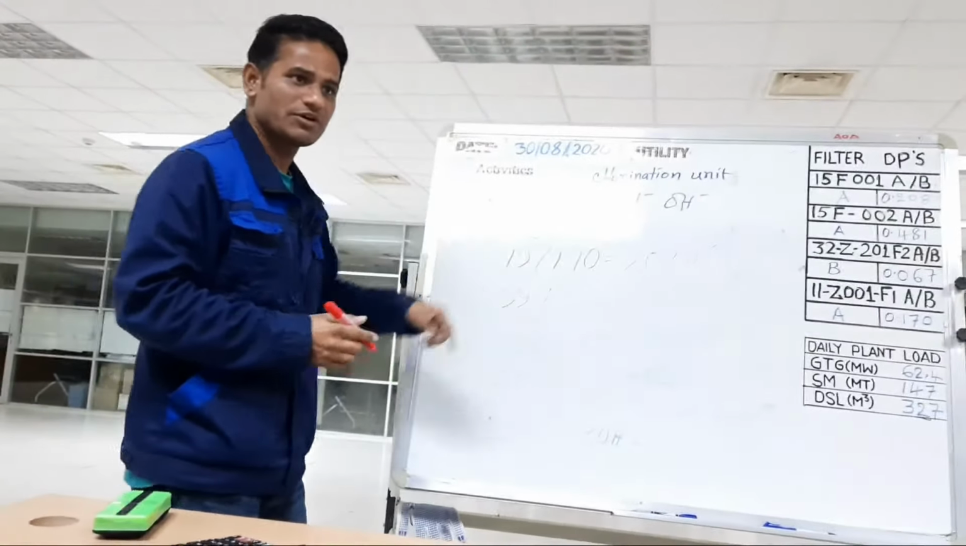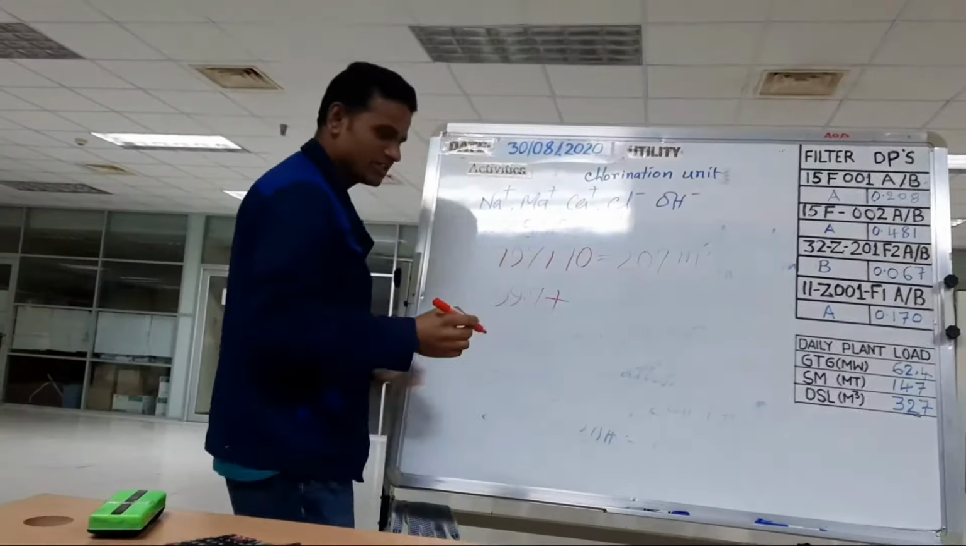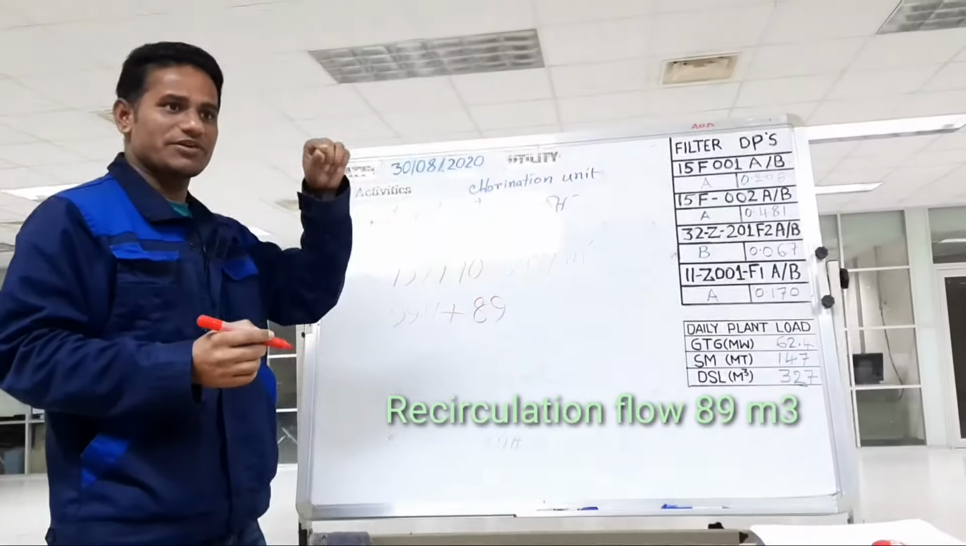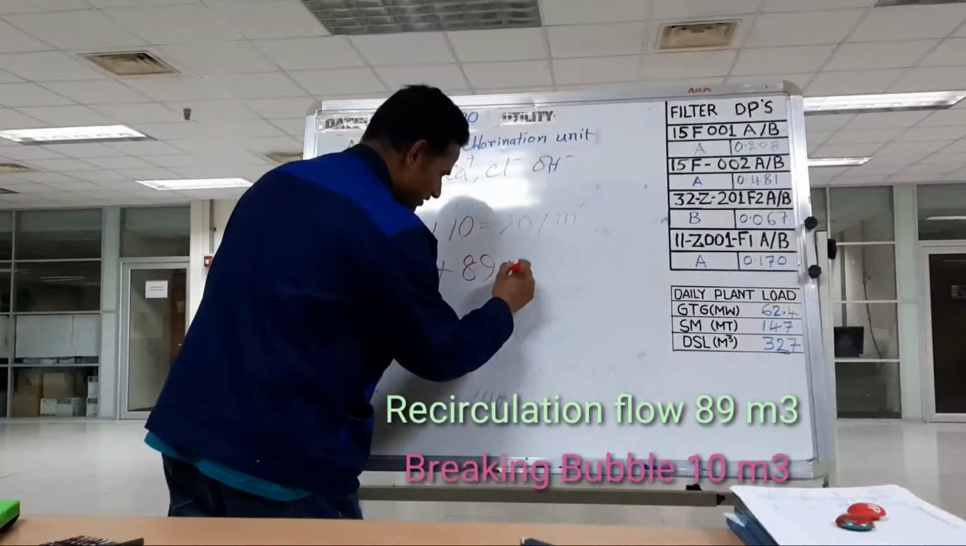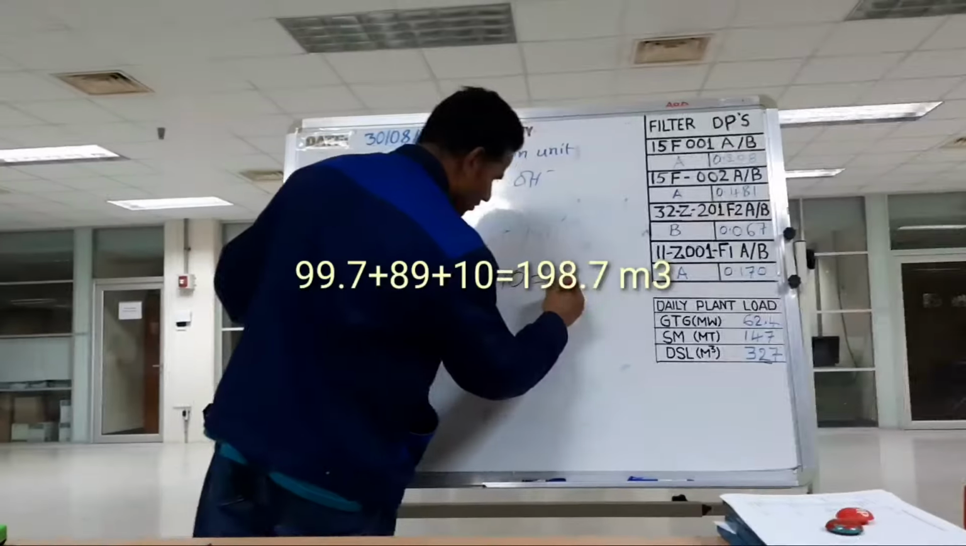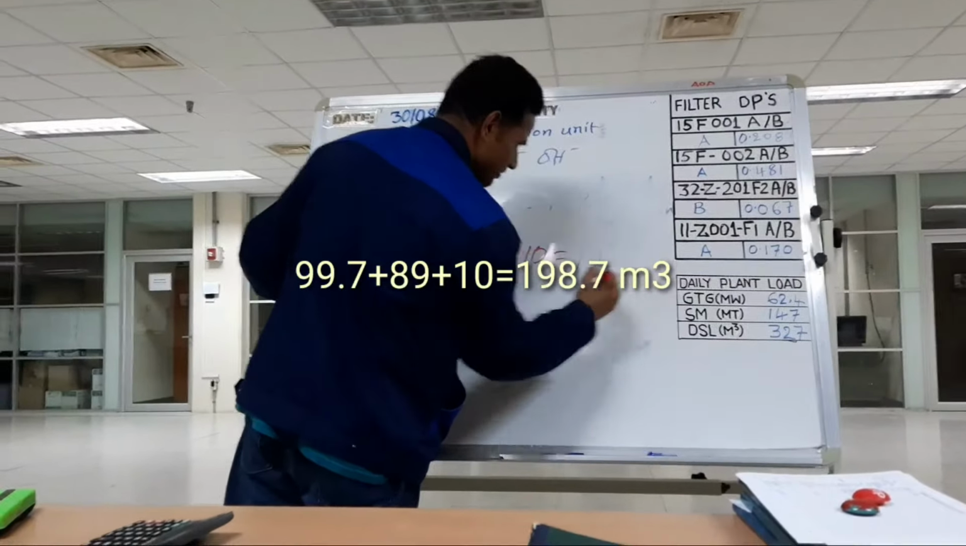As per design, continuous flow is 99.7 meter cube. In the circulation line we are using flow 89, because we are using this flow at the hypochlorite generator inlet side, 89 flow, we are taking from this pump discharge. So 89. And another 10 meter cube we are using for breaking down the bubbles. This side how much? 10 meter cube. So total how much coming? 198.7 meter cube. So we are storing in the hypodosing storage tank 207 meter cube, but discharging only 198.7 meter cube.